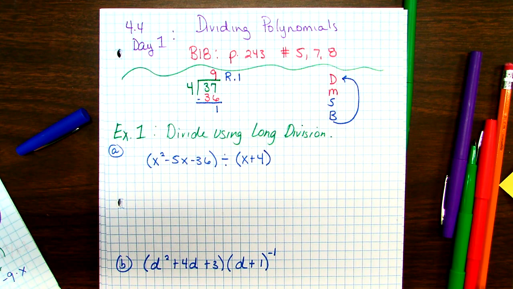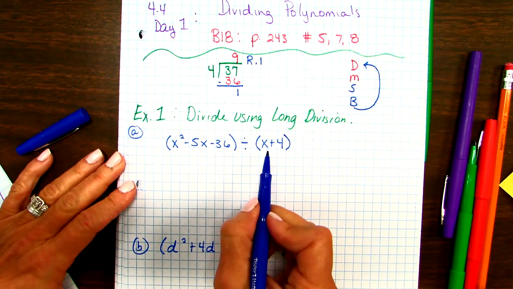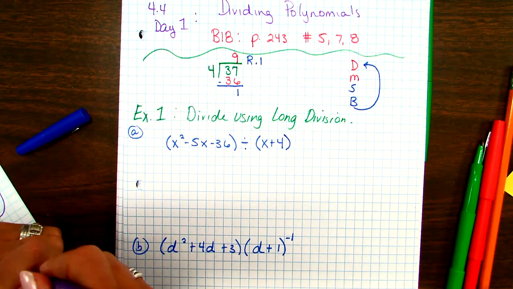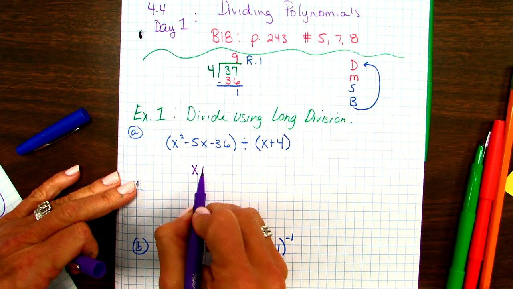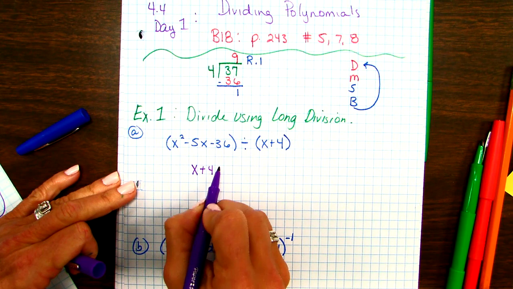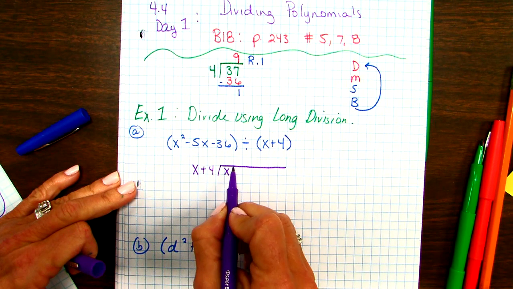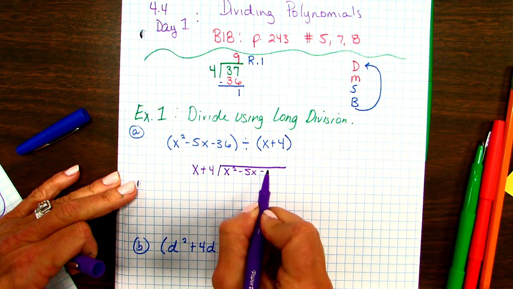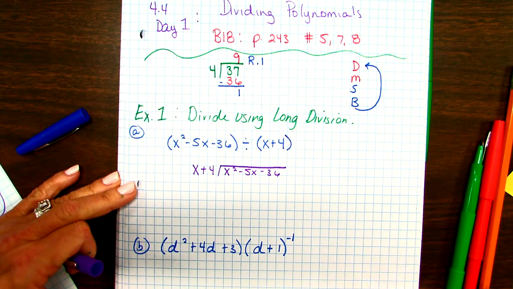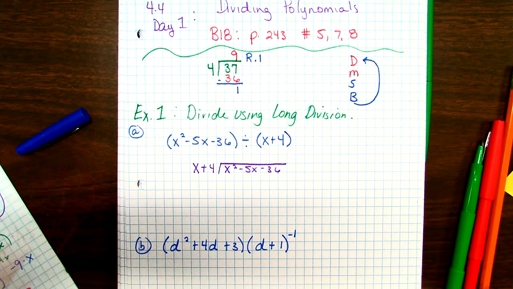So we're going to set this up just like you would any other division. I'm going to have x plus 4 on the outside. That's called our divisor. And then what goes inside is called your dividend. And then when we get our answer, it's called a quotient.